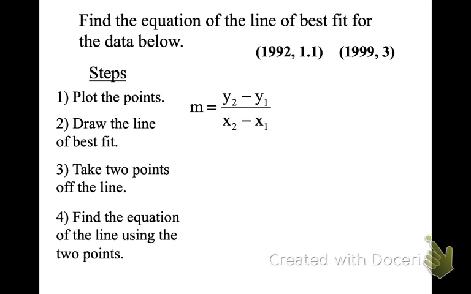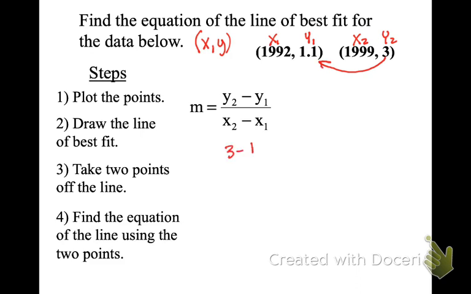I'm noticing that a lot of people are getting this wrong because they don't know what x1, y1 is. I'm going to remind you that in an ordered pair, it's always x comma y. So the first one we're going to call x1, the second one is y1. Then x2, y2.